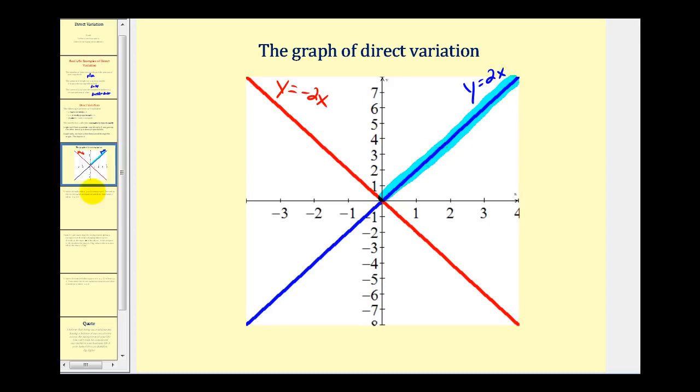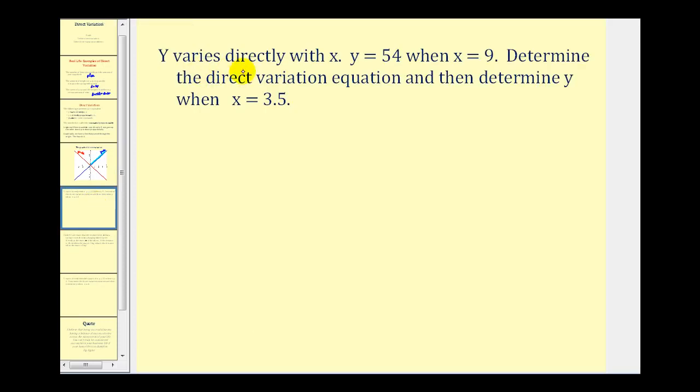Let's take a look at some examples. Here we're given that y varies directly with x. So that tells us right away that the equation we're going to be dealing with is y equals kx. Next, we're told that y equals 54 when x equals 9. We want to do two things in this problem. We want to determine the direct variation equation and then determine y when x equals 3.5. To determine the direct variation equation, we need to find k. And we can do that because they told us that y equals 54 when x equals 9.